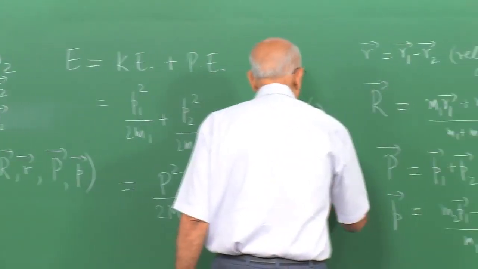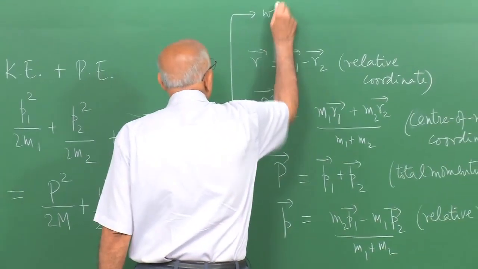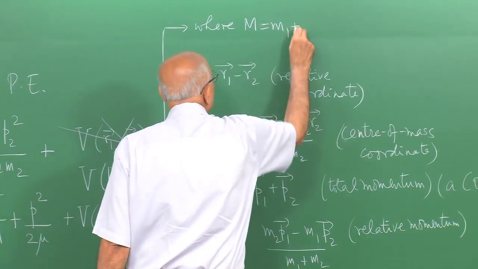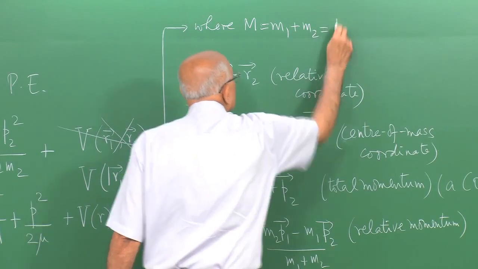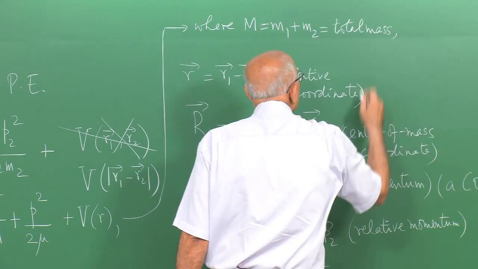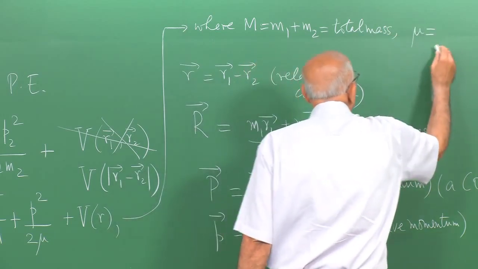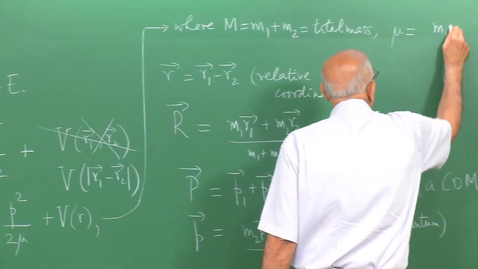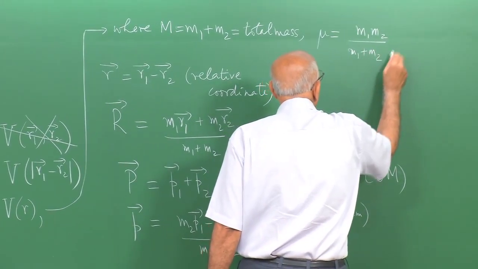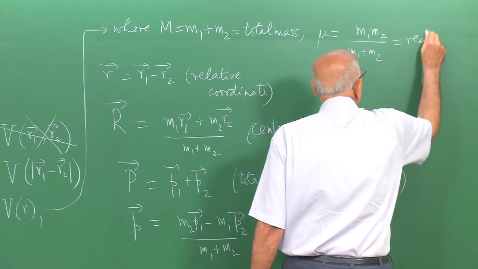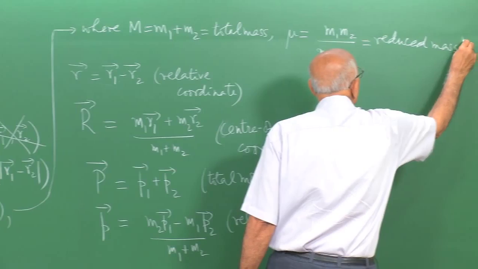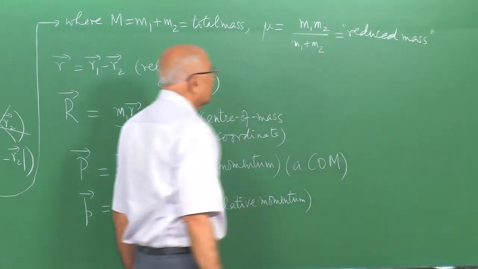where capital M is the sum of the masses, and that is the total mass, and little mu is equal to m1 m2 over m1 plus m2, the so called reduced mass.